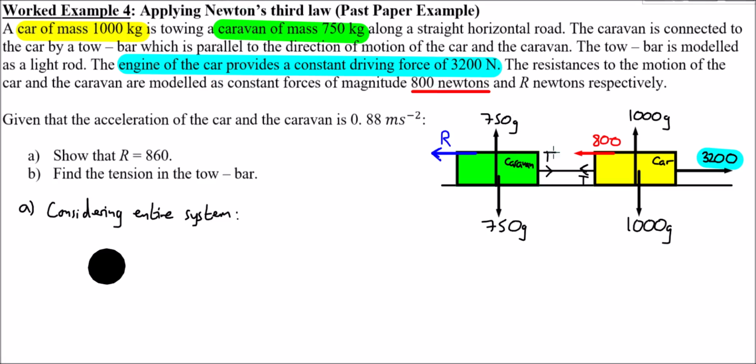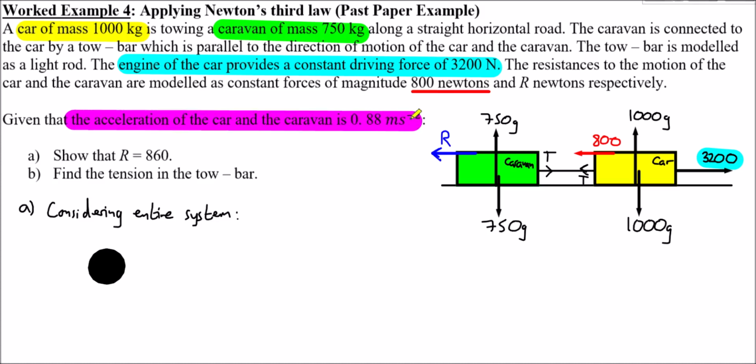So what we've got here, for the entire thing, we can just consider forces horizontally. Vertical forces cancel, they're equal and opposite. So the acceleration is going to be happening only horizontally. And in fact, we are told what the acceleration is. The acceleration of the car and the caravan is 0.88 meters per second squared. So we can label this on here. The acceleration is 0.88.